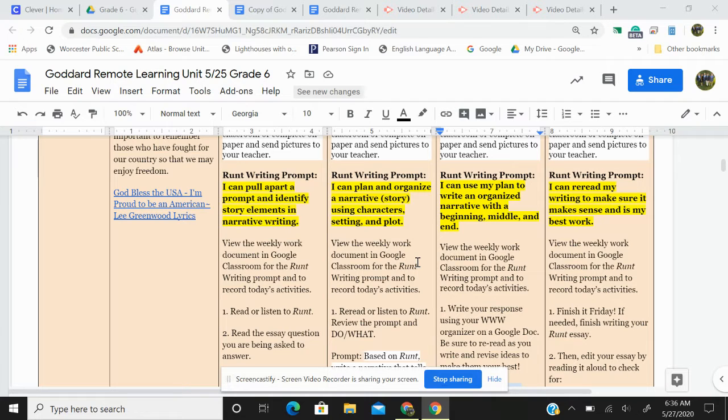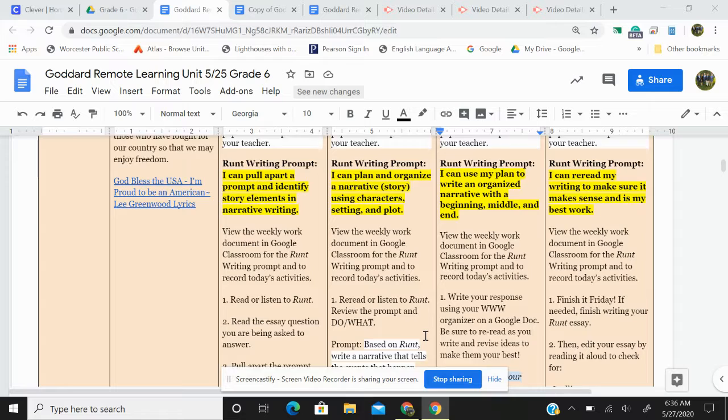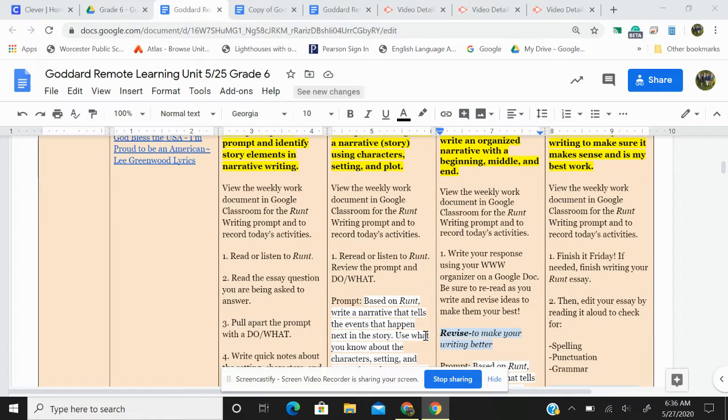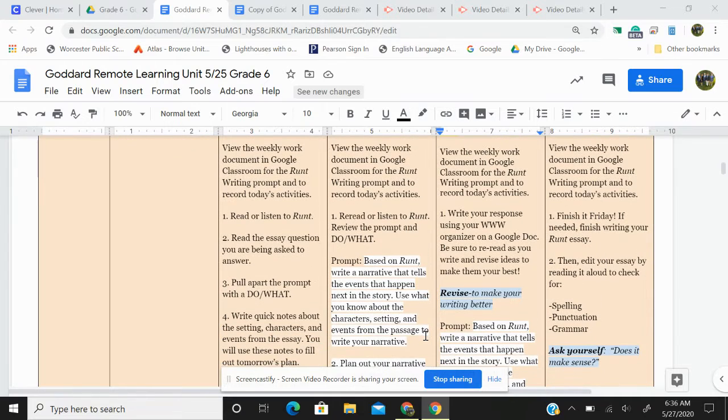I'm going to read the prompt as well. First, you're going to reread or listen to Runt. Review the prompt. Remember, here is your prompt. Based on Runt, write a narrative that tells the events that happen next in the story. Use what you know about the characters, setting, and events from the passage to write your narrative.